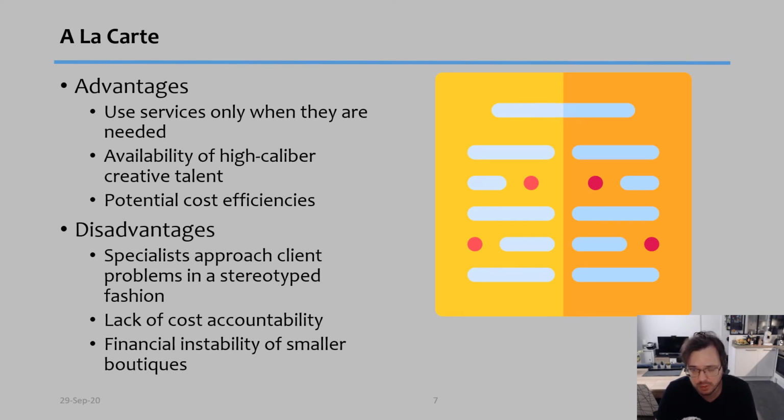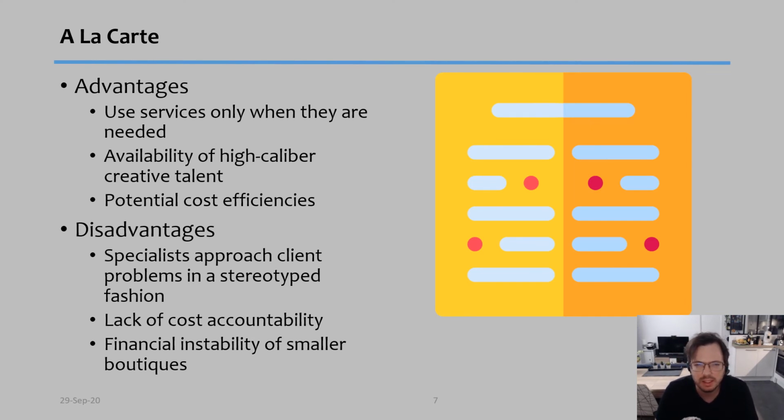And finally, you can have a very good cost efficiency and actually save a lot of money with this option. On the other hand, specialists will tend to approach clients in a stereotyped fashion. In other words, seeing that you are, for example, in luxury or in hotels, they might approach you based on their experience with all the other brands that are in the same industry, even though we know that sometimes within the same industry, different brands have very different perspectives.